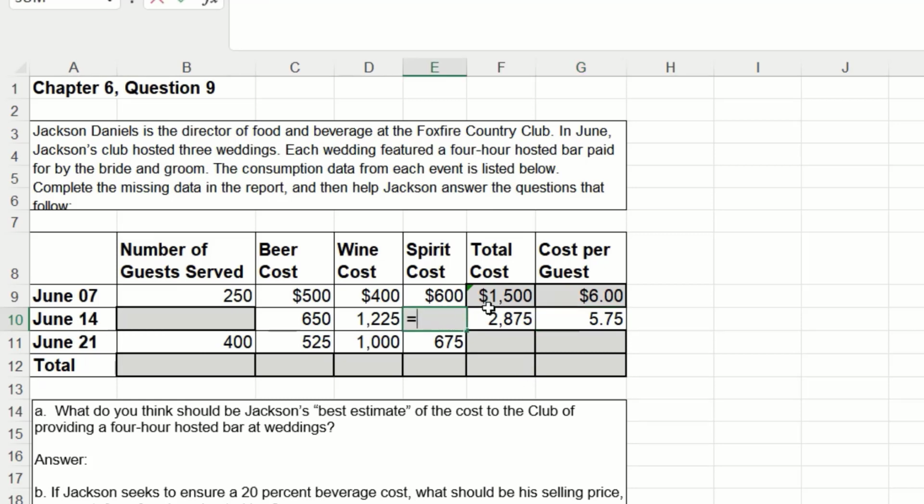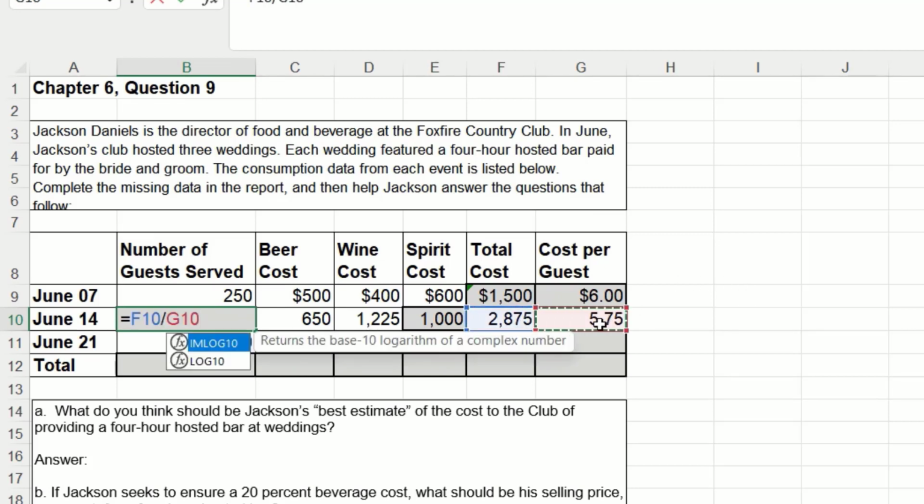Okay, we can take our total spirit cost. We will subtract our wine and our beer, which is going to give us our spirit cost. And then looking at the total cost and the cost per guest, we can calculate the number of guests served. Okay, so we know the total cost, divide that by the cost per guest. That's going to give us 500 guests.